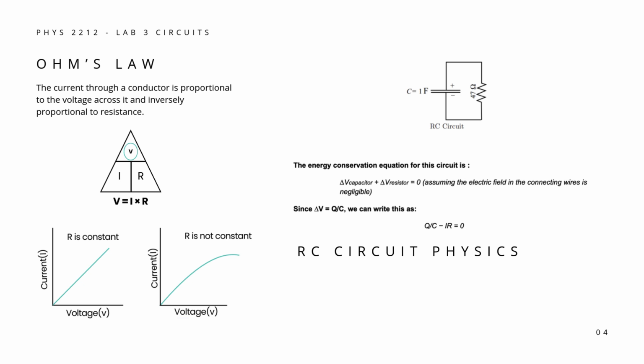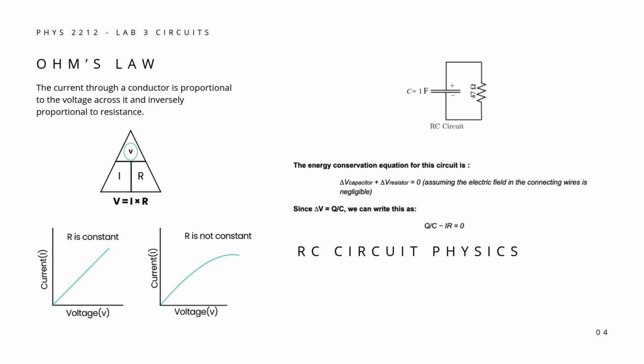I now want to discuss Ohm's law. Ohm's law states that the current through a conductor is proportional to the voltage across it and inversely proportional to resistance. You'll also notice in the graphs below, when resistance is constant, we have a constant slope. However, when resistance is not constant, when you compare current versus voltage, we are getting a leveling off.